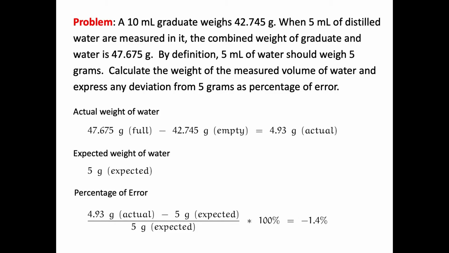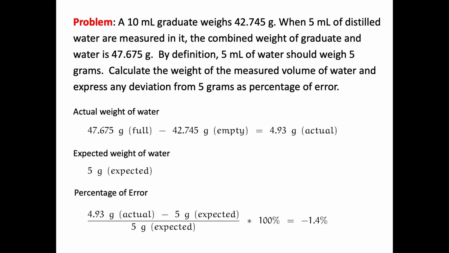What we expected was that 5 milliliters would weigh 5 grams. So we have an actual value, 4.93, and an expected value of 5. So let's go ahead and calculate that percent error. Remember the formula said to use the actual first. So we'll take the 4.93 actual, subtract 5 grams, and then divide that result by 5, which is our expected value, times 100. And what we get is a negative value of 1.4%.